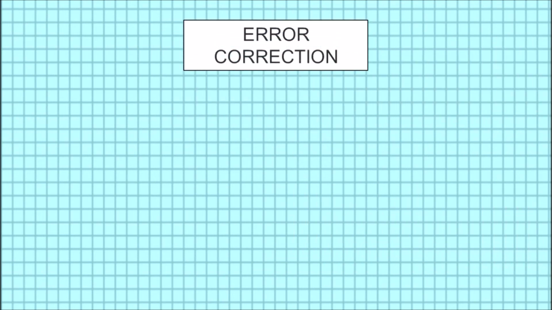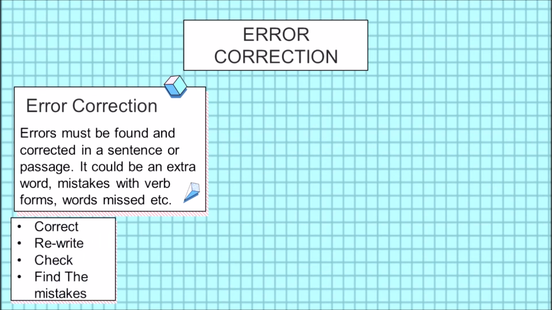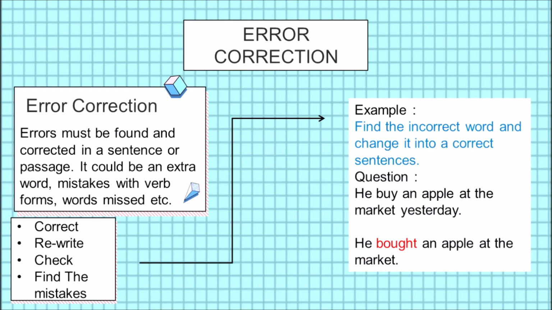Next is error correction. Errors must be found and corrected in a sentence or passage. It could be an extra word, mistakes with verb form, or a missing word, etc. This is the common verb: correct, rewrite, check, find the mistakes. This is the example: find the incorrect word and change it to a correct sentence.